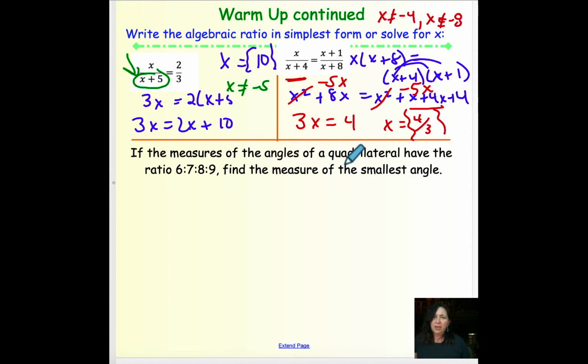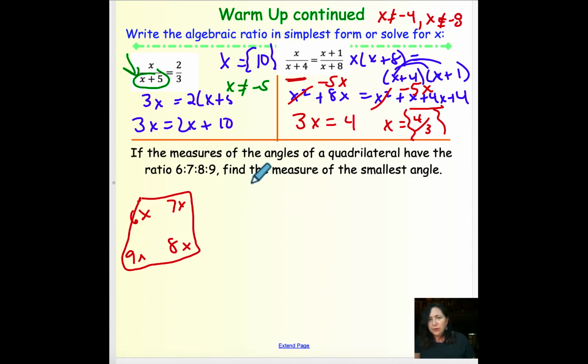For this problem here, we have a quadrilateral, any four-sided shape. And in this four-sided shape, we're trying to find the measure of the smallest angle. So what you need to understand is that each one of these ratios is in the form of 6 of some value that I don't know. I know that this is a ratio of 6 of that, 7 of that, 8 of that, and 9 of that.